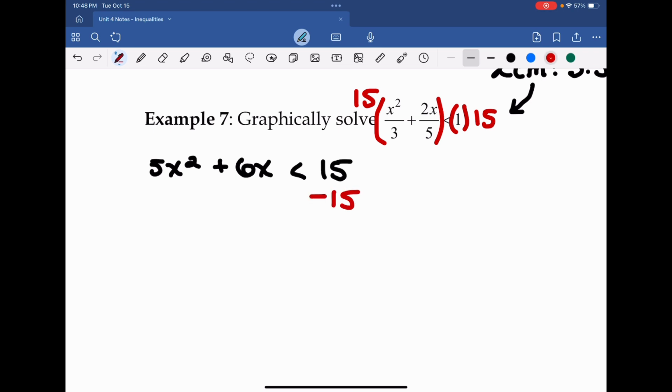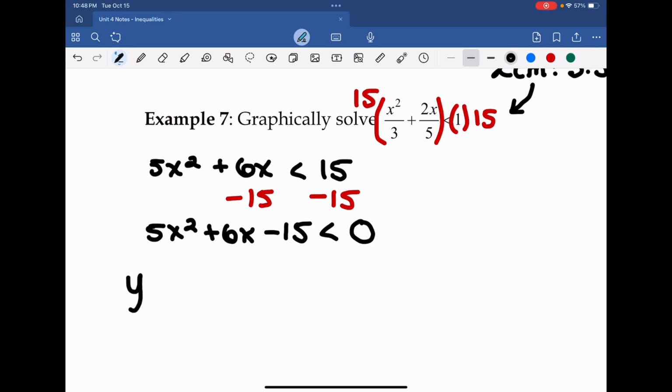Again, we don't like this where we have some sort of piece that is on the left-hand or on the right-hand side. We want it all to equal 0. So I'm going to subtract 15 from both sides. This is going to give me 5x squared plus 6x minus 15 is less than 0. Okay, now that we have this all equal to 0, we can type this into our graphing calculator. Y is equal to 5x squared plus 6x minus 15.